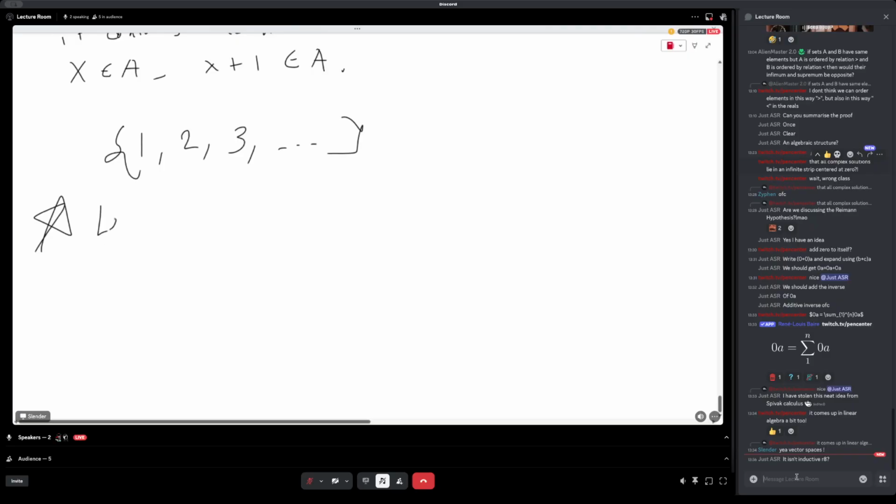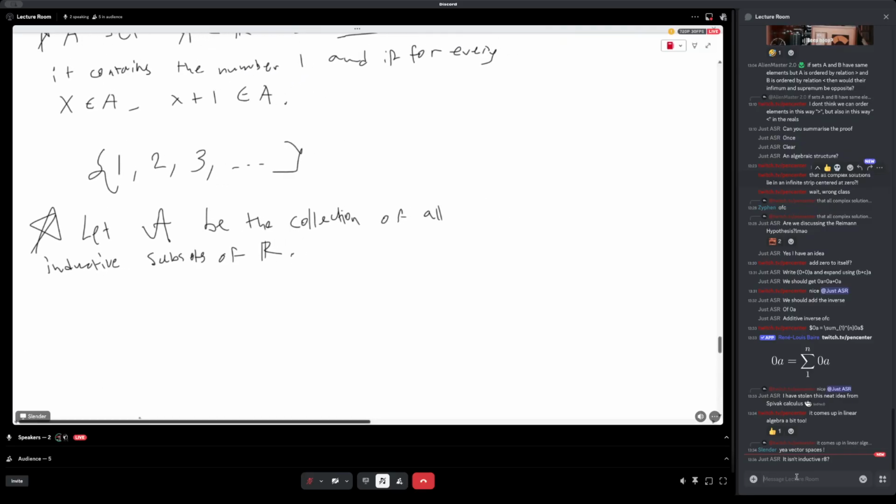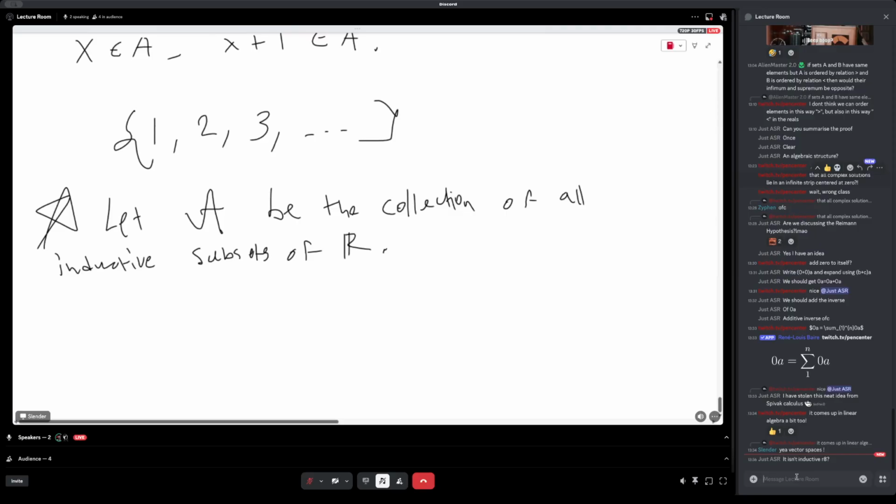So first, let A be the collection of all inductive subsets of R. So let this curly A be the collection of all inductive subsets of R.